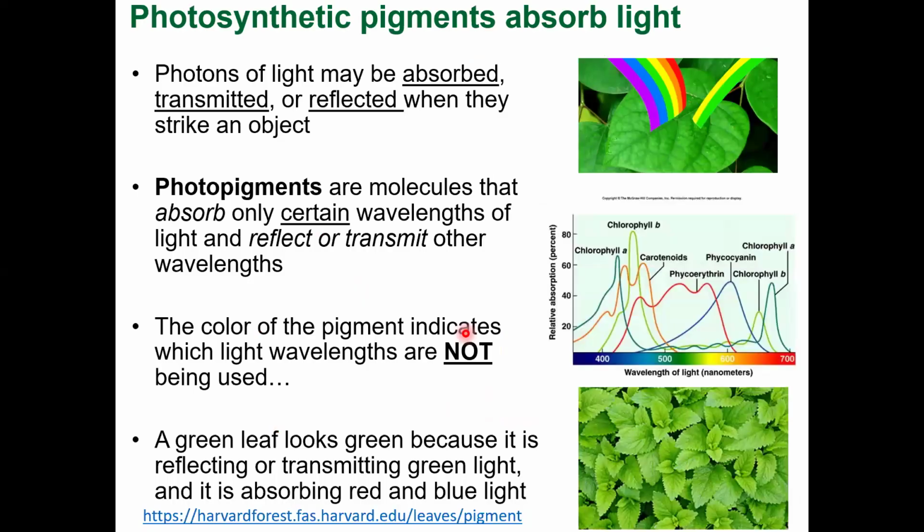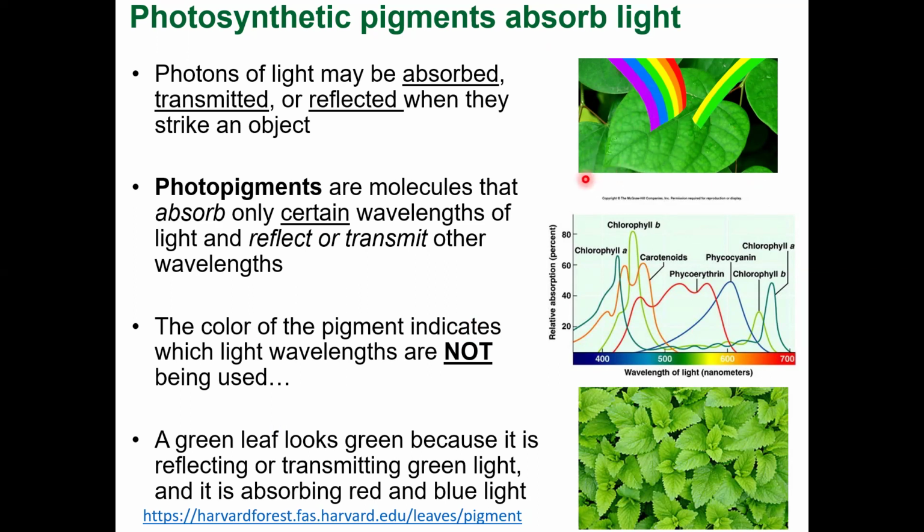One thing about these photosynthetic pigments is that they end up absorbing the light. Basically, light can be absorbed, transmitted, or reflected when it hits an object. In this case, all the light goes in, and then we reflect out green or yellow, depending on the color of the leaf and the photopigments that exist.